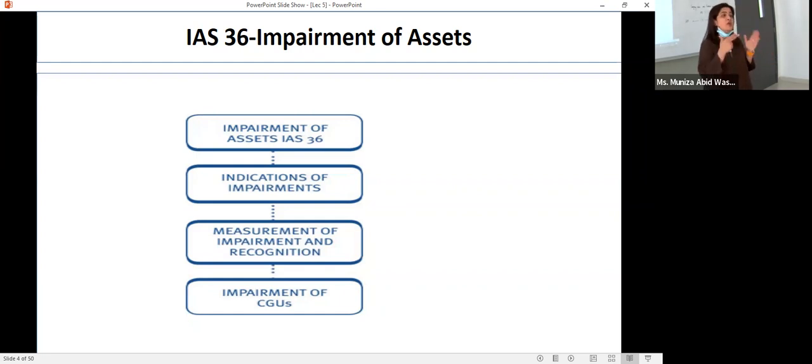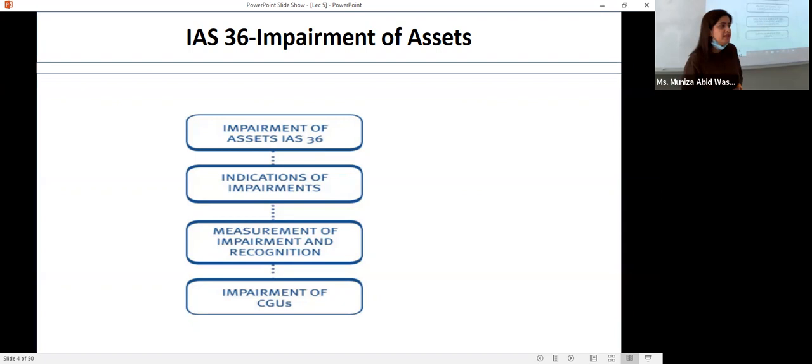This is for those assets which have been having a revaluation gain earlier. So up to the amount of the revaluation gain, the loss will be recognized in statement of other comprehensive income. You are going to debit it there, and the remaining impairment loss will be debited in statement of profit or loss. Okay, so this is going to be the treatment for those assets which have been having the revaluation gain. Clear?